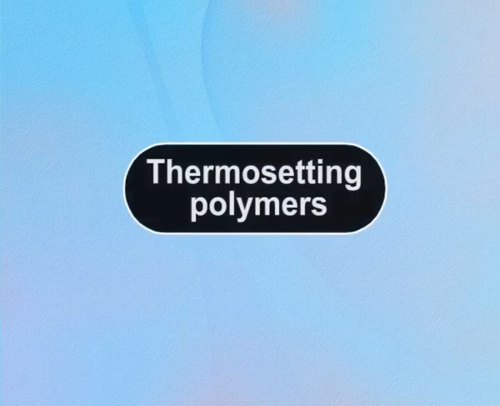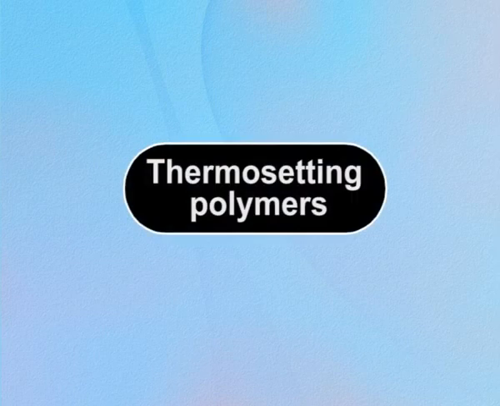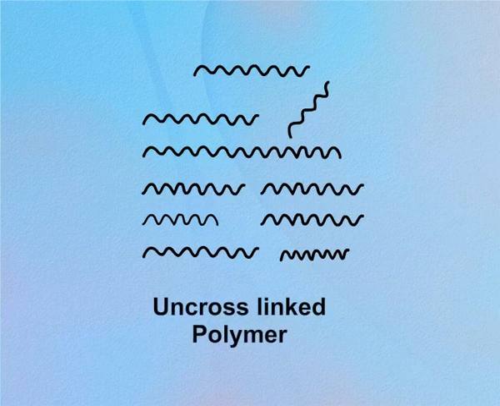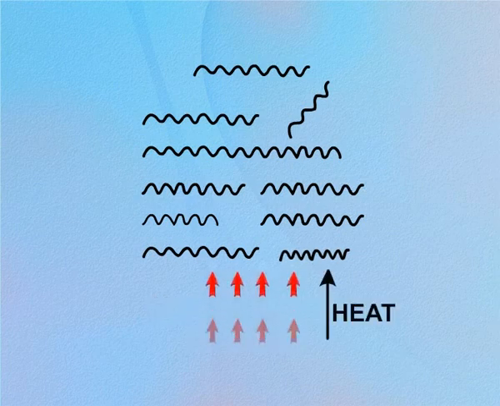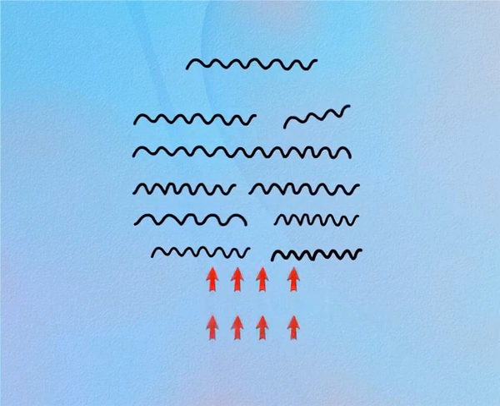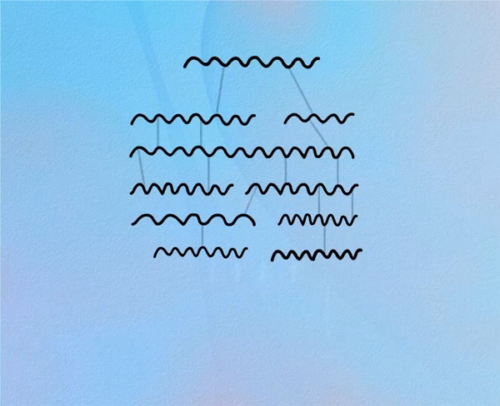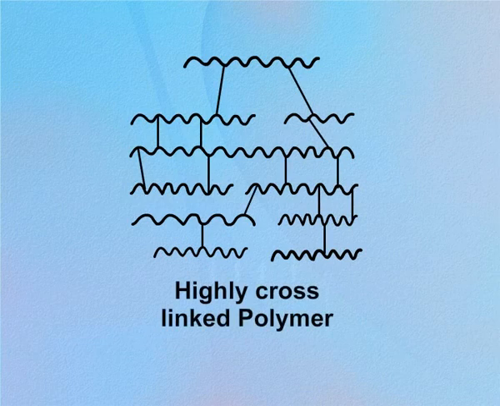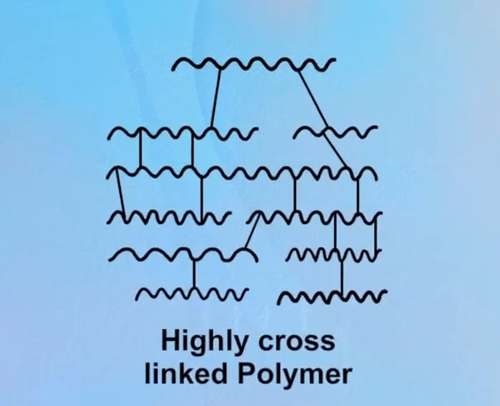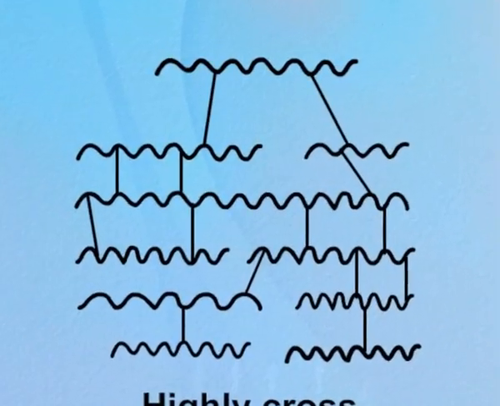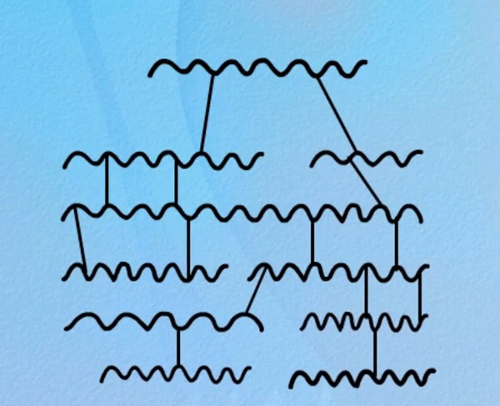We now come to the last category of intermolecular forces which exists in thermosetting polymers. These are semi-fluid substances with low molecular masses which, when heated in a mold, undergo change in chemical composition to give a hard, infusible and insoluble mass. This hardening on heating is due to extensive cross-linking between different polymer chains to give a three-dimensional network solid.